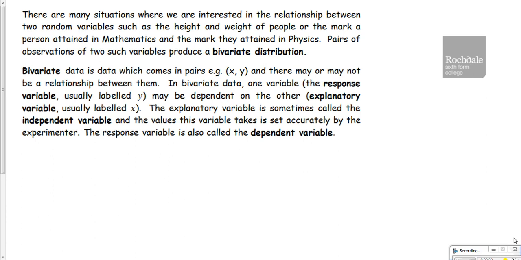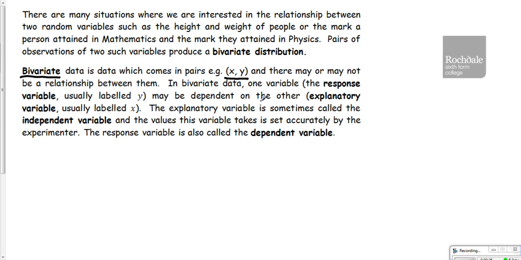This is S1 correlation. This is the first video. So in this topic, we're going to be looking at sets of data which are called bivariate data. Bivariate means two variables. So for each observation, we're going to have two variables, and we normally denote them x and y. So one of them will be plotted on the x-axis, one on the y-axis.